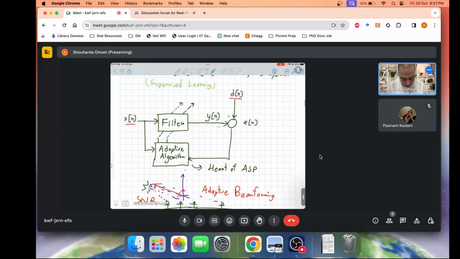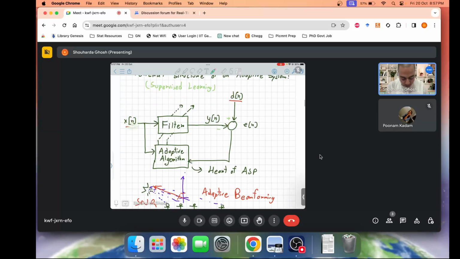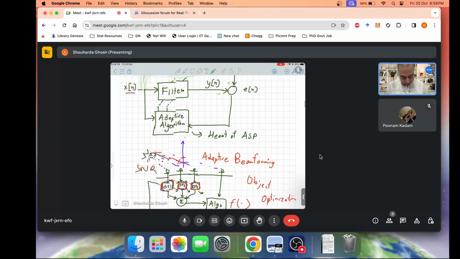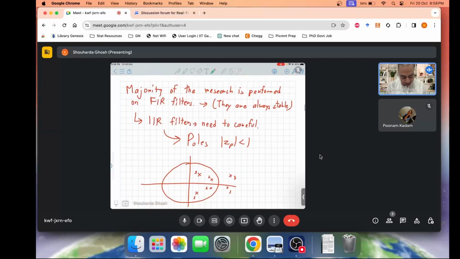So the basic structure is that you have an input signal, you have a filter whose coefficients are variable, and then you get a corresponding output. That output is subtracted from a desired signal, and the corresponding error is passed into the adaptive algorithm, which uses some learning rule, gradient descent or something else, to manipulate the filter coefficients. And in it, what happens is you actually end up modeling the system which takes x of n and gives d of n.